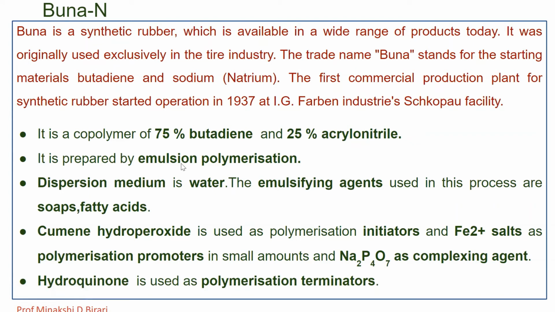So we should remember it is a copolymer, prepared by emulsion polymerization. The dispersion medium is water, the emulsifying agents are soaps and fatty acids, cumene hydroperoxide is the polymerization initiator, Fe2+ salts are polymerization promoters, Na2P4O7 is the complexing agent, and hydroquinone is the polymerization terminator. To stop the reaction at the desired product, chain stoppers such as hydroquinone are used, and they are called polymerization terminators.